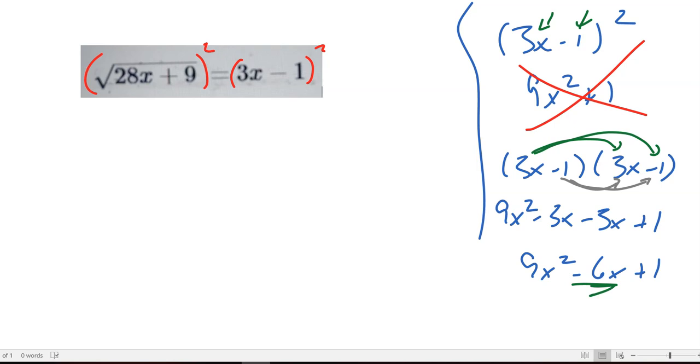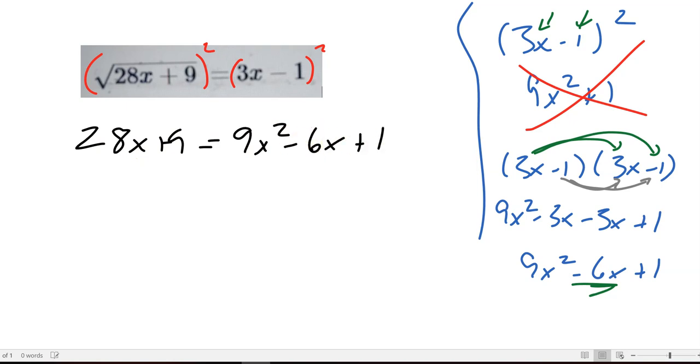So back to the equation over here. When I square the left-hand side, all that does is get rid of the square root. So we're going to have 28x plus 9 equals 9x squared minus 6x plus 1.